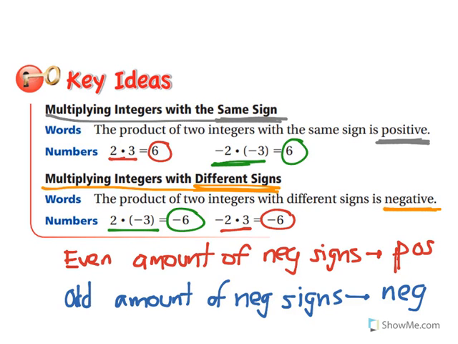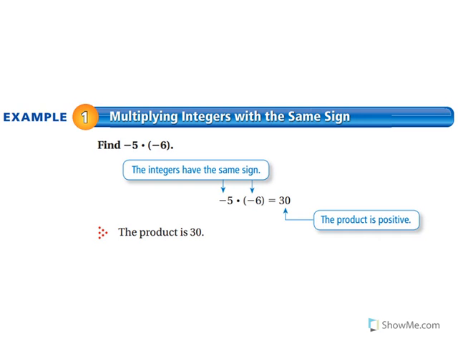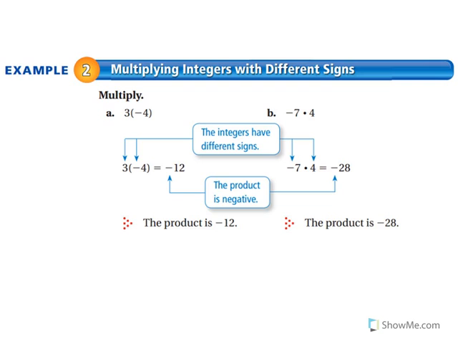Okay, so let's look at our first example. We have negative 5 times negative 6. What I do first is 5 times 6, which is 30. And then I count how many signs I have. I have 1, 2 negative signs. Since that is even, my answer is positive. So I end up with positive 30.